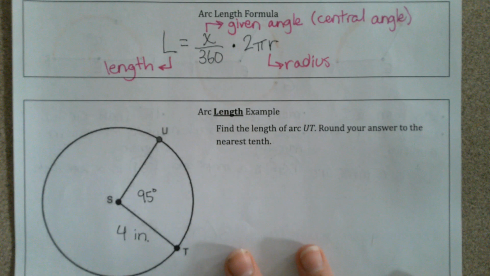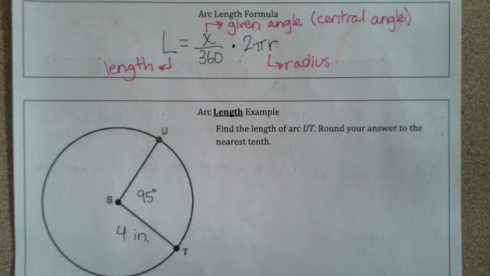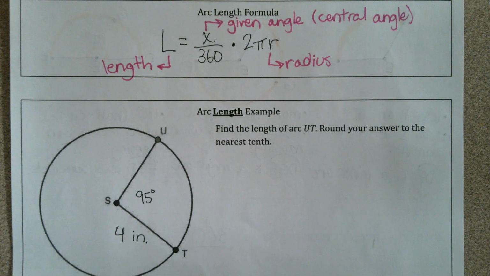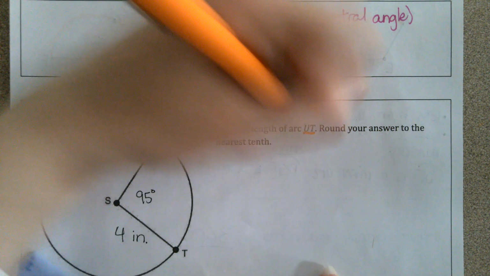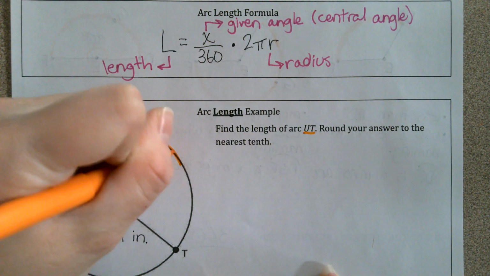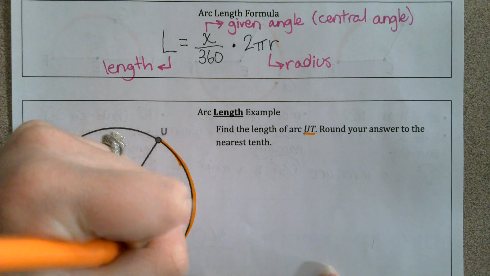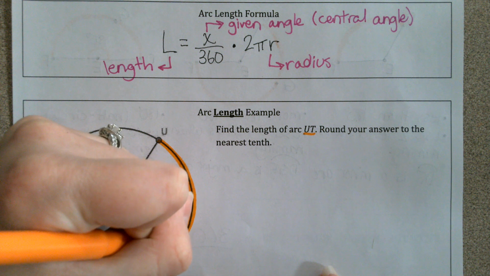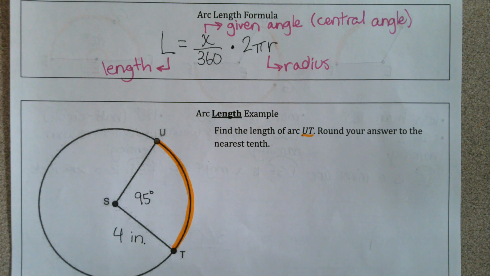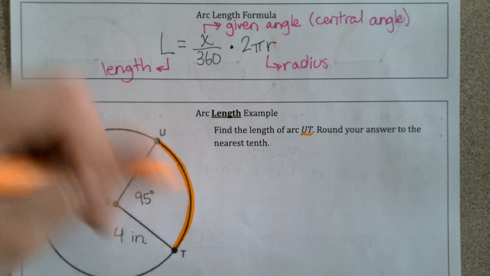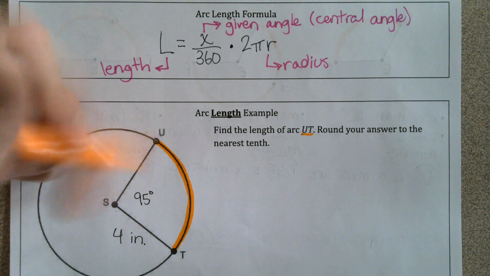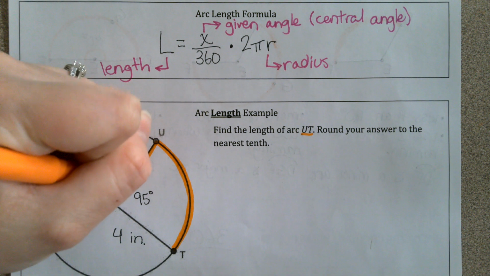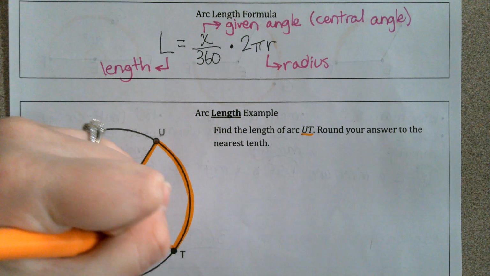Let's do a problem demonstrating how to use this formula. Find the length of arc UT. Gonna highlight that. So as you can see, UT is in between this side and this side of the angle, so it goes with this central angle.